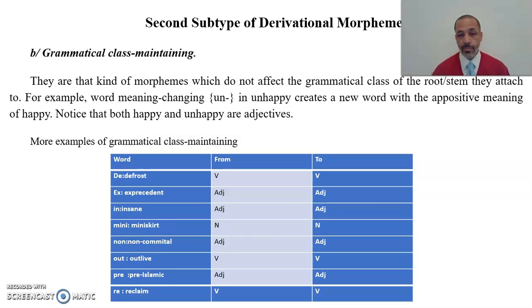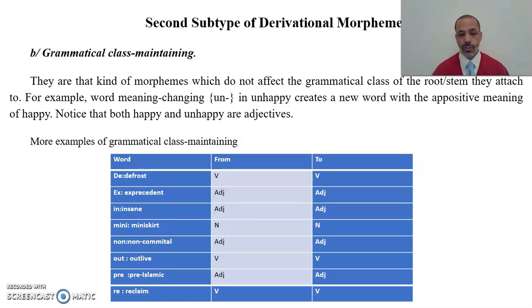The second subpart of derivational morphemes is called grammatical class maintaining. Okay, they are that kind of morphemes which do not affect the grammatical class of the root or the stem they attach to, but they change the meaning of the word. Okay, like the prefix "an" in English. There are quite a considerable number of examples in front of you in the chart.